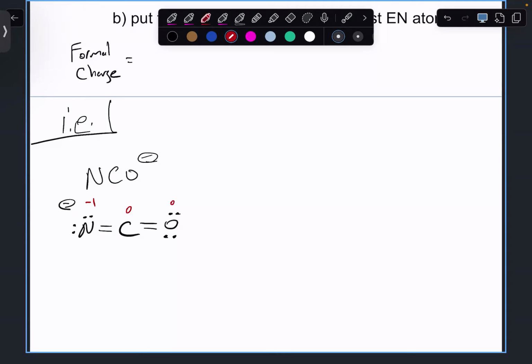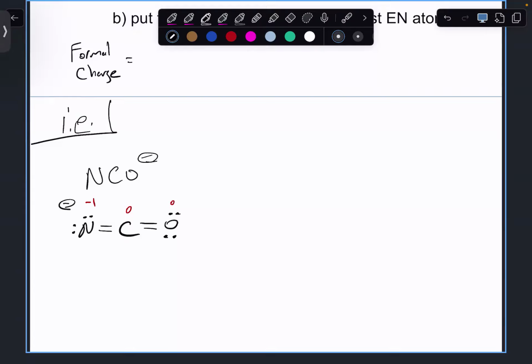All right, so let's go ahead and see if we can come up with a different resonance form. Remember, all we can move are lone pair electrons and pi bonds. So basically our 2 choices are, do we want to push lone pair electrons from the nitrogen, or we can push lone pair electrons from the oxygen? Those are the only 2 choices.